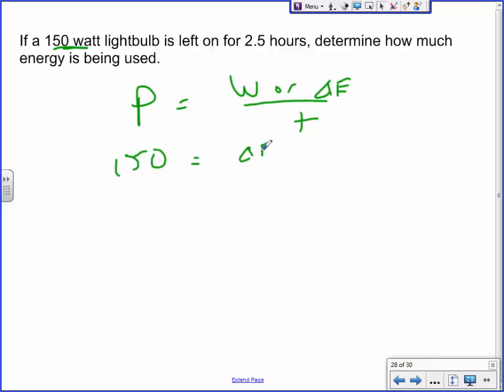Let's just call this change in energy. But this 2.5 hours here, we're going to have to convert that, right? So 2.5 hours will be what? 2.5 times 60 times 60 to get into seconds? 9,000? Thank you.